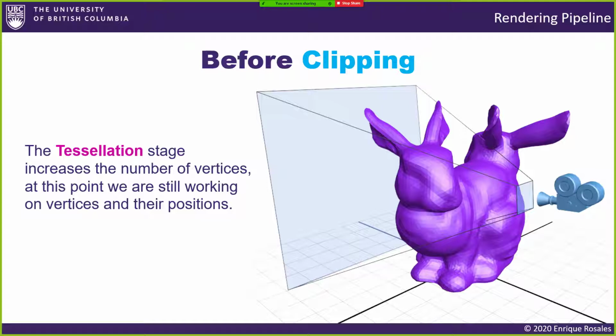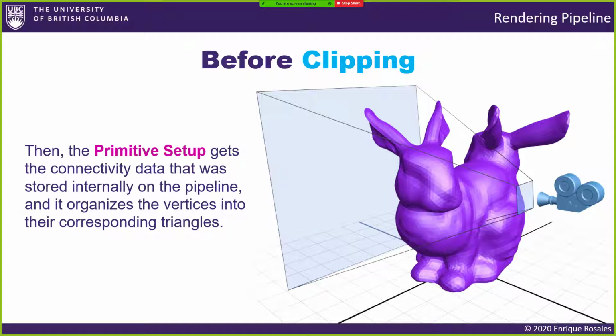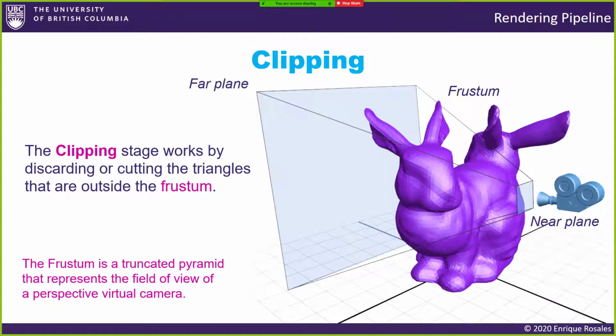The tessellation is optional. If I don't want to create new geometry, I just don't activate the tessellation stage. So then the primitive stage will get the connectivity data that was stored internally on the pipeline, and it will again organize the vertices into their corresponding triangles. Okay, so that is primitive setup, and that is basically all that is happening before the clipping stage. So now let's talk about the clipping stage.